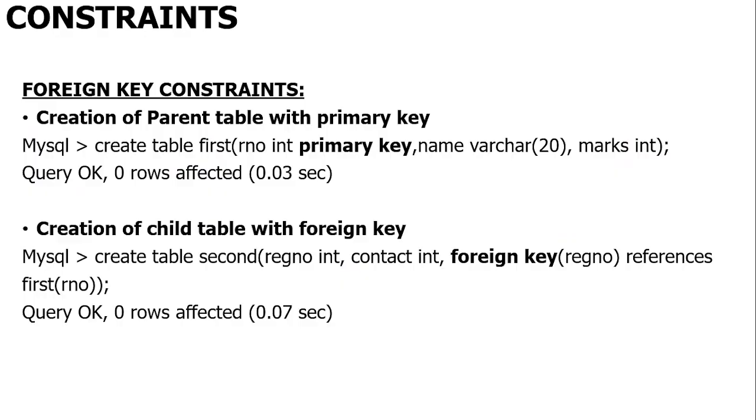Now constraints, right? Now creation of parent table with the primary key. So I have create table first, right? So I have R number int primary key, name varchar of 20, marks int. Now I'm creating a child table. Create table second, register number int, contact int. Then we have foreign key, register number, references first of R number.